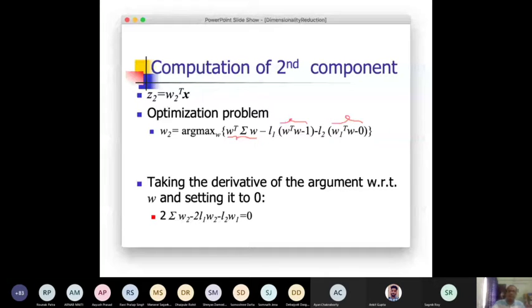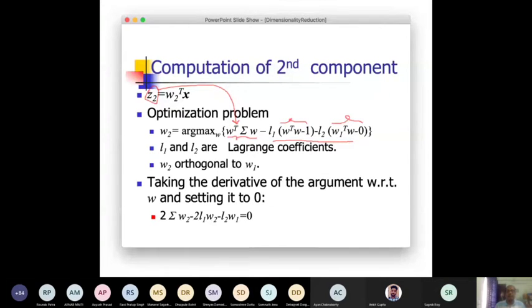Okay, so this is what we are doing. This is the variance of Z2, right? This expression gives you the variance of the random variable Z2 once you project on that. So these constraints are important. We would like to get the direction of maximum variance by keeping the second principal component orthogonal to the direction of the first principal component, and also a unit vector. By satisfying all these constraints, we can write this objective function in this form, where L1 and L2 are Lagrange coefficients.